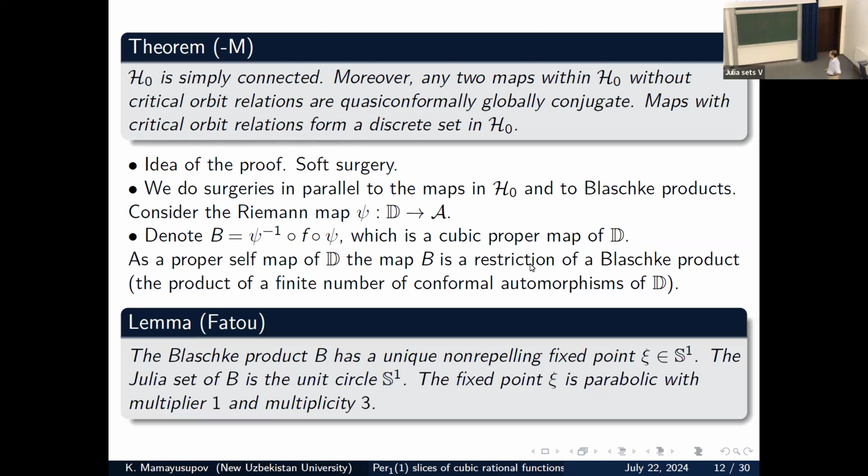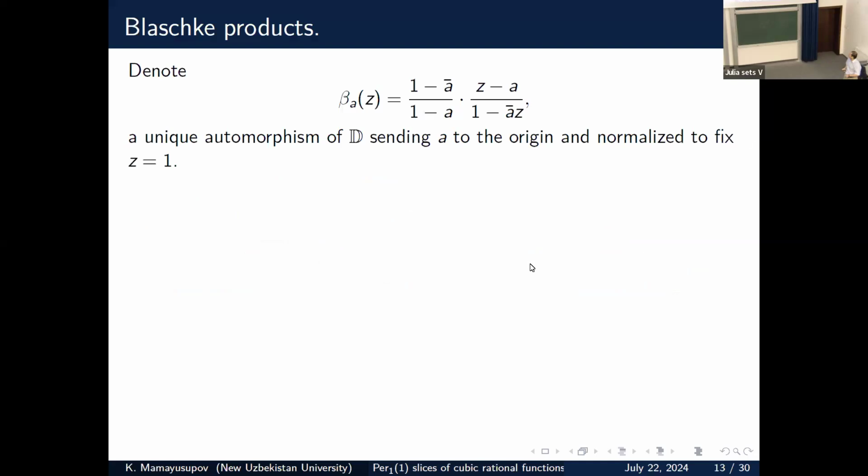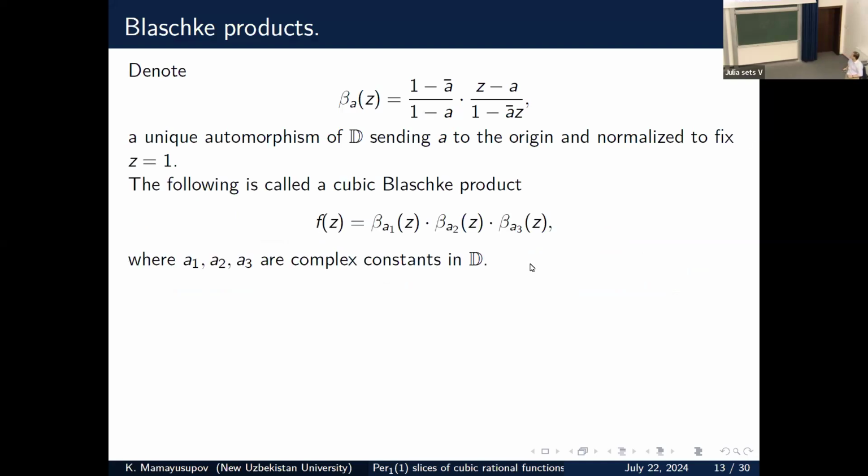Here is the result of Fatou. The Blaschke product obtained this way has a unique non-repelling fixed point, and that fixed point is parabolic. This multiplicity 3 means it's a double parabolic fixed point. It means we have two petals around the fixed point. And moreover, the Julia set is the whole unit circle. So now this is a Blaschke product, normalized to fix 1. And I take 3 of them for cubic Blaschke products, and you multiply them.